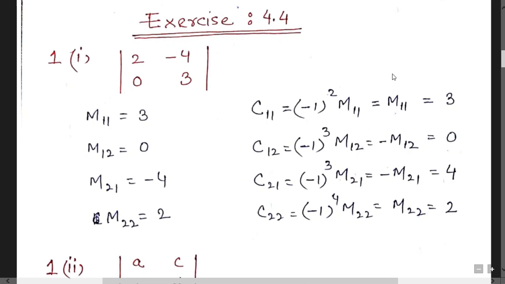The first value is the same as it is because the sign is positive, the second is negative, the third again negative, and the fourth again positive. What about the first value? It's 3. What about 0? 0 is neither negative nor positive, so it will remain as it is. What about the third value? It's minus 4 because it's operated by a negative sign. What about the last value? It will remain as it is because minus 1 raised to power 4 is positive. It means the answer is 2.